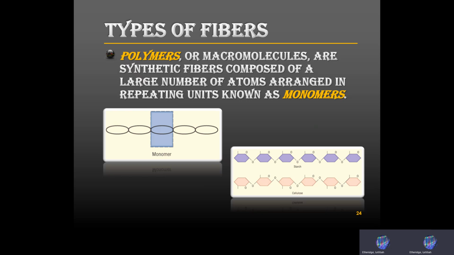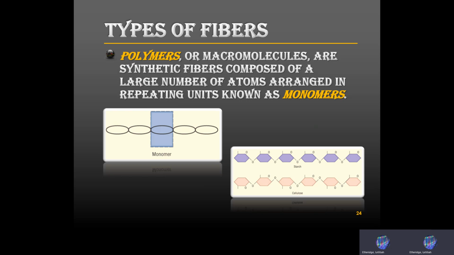If you take a look at this picture, it's showing a link in a chain, and every single one of those links is identified as a monomer. You put 5 of them together, and guess what? Now we have a polymer. Polymer meaning many, mono meaning one or single.